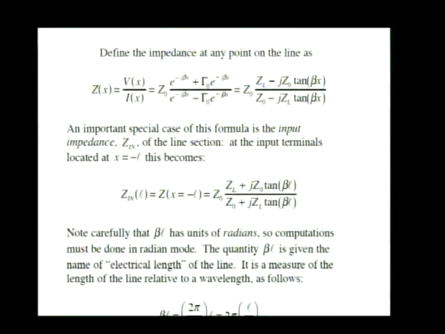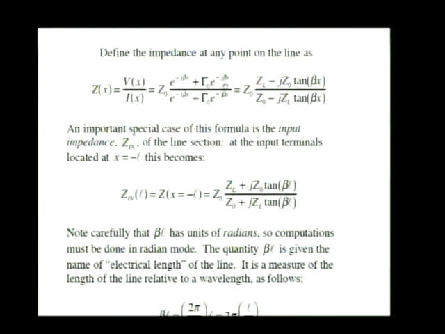By suitable manipulation, making use of Euler's identity, this expression for the impedance at any location x, and you can plug in any x you want to find the impedance at different points on the line, this expression in terms of complex exponentials can be converted to a trigonometric form using the fact that e to the j anything is cosine of that thing plus j sine of that thing, plus or minus, depending on whether it's e to the plus or minus j something.